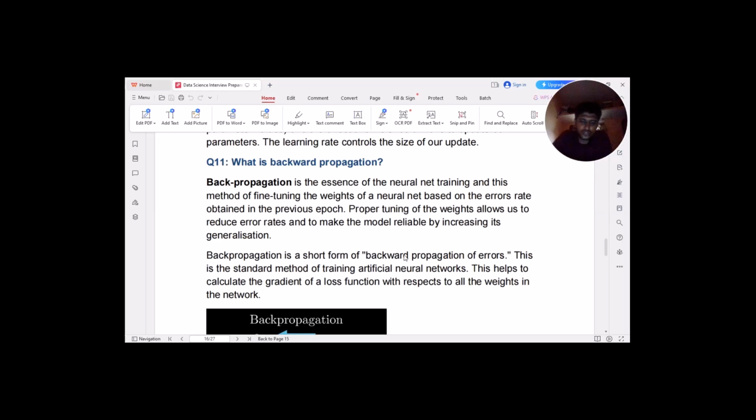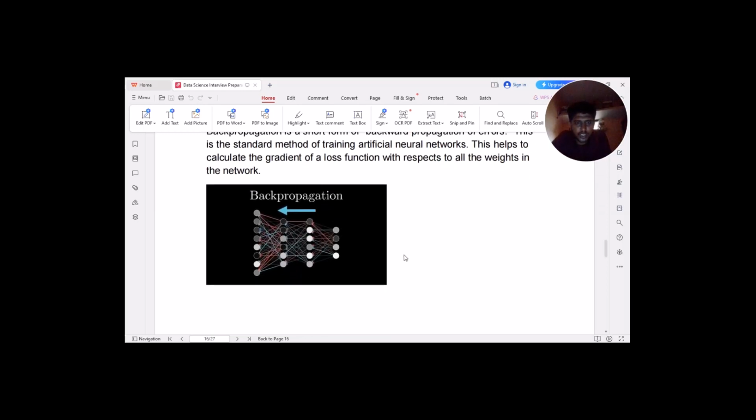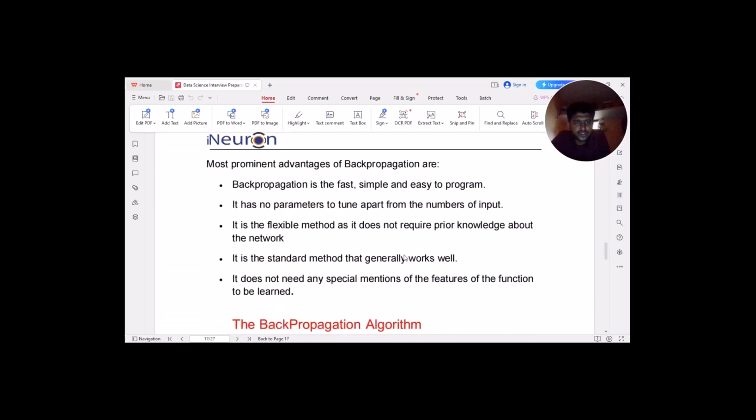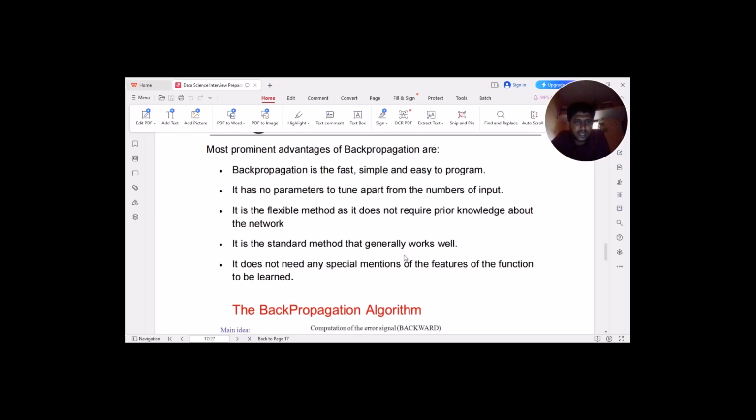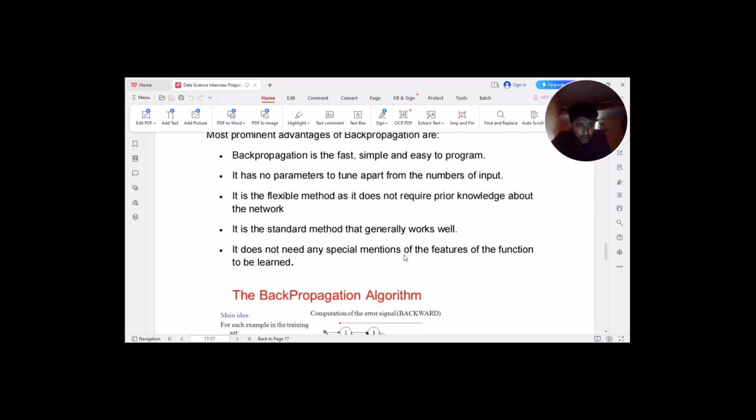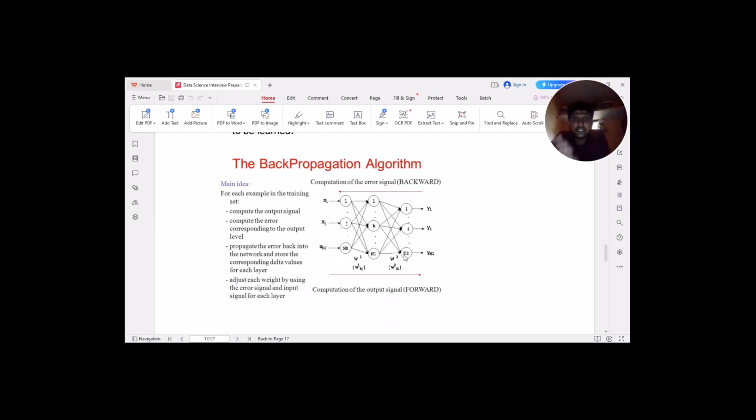If you want to look at it, backpropagation looks something like this. Most prominently, what are the advantages? Backpropagation is fast, simple, and easy to program. Second, it has no parameters to tune apart from the number of inputs. It is a flexible method. It does not require prior knowledge about the network. It is a standard method that generally works well. It does not need any specific mention of features of the function to be learned. So understand this particular algorithm.